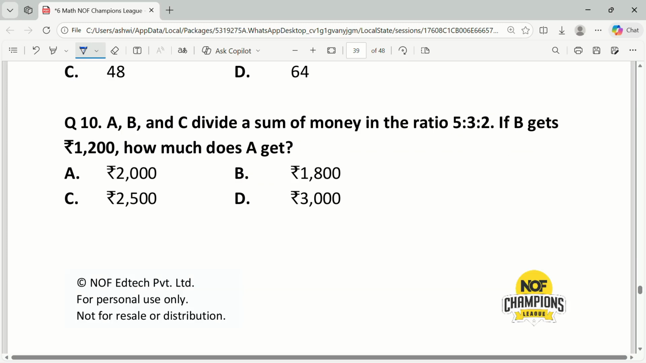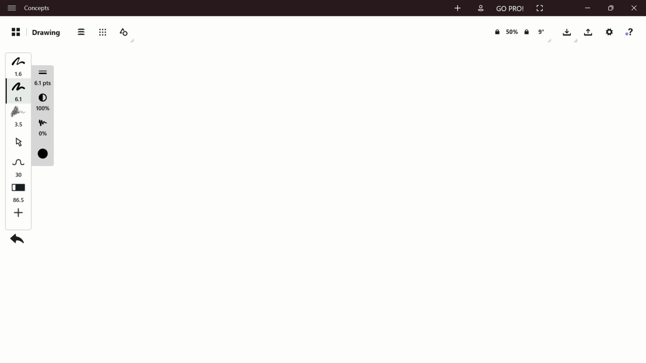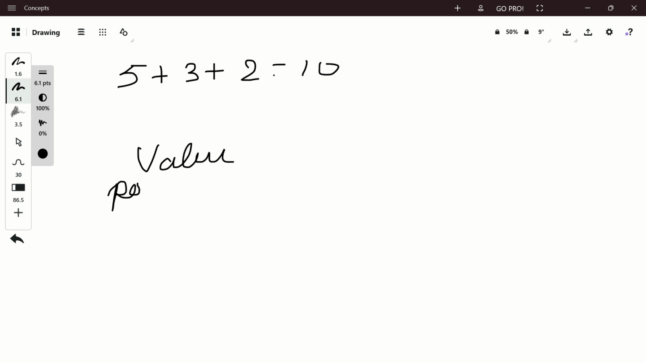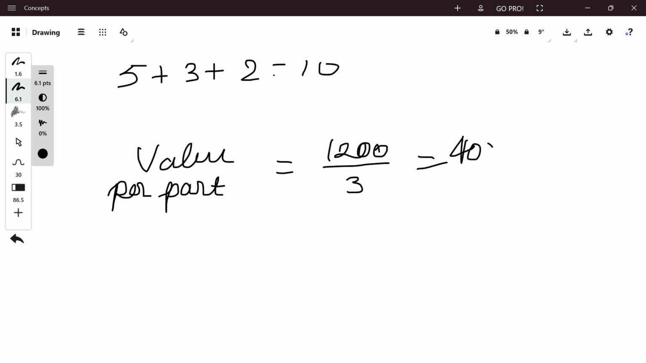A, B and C divide a sum of money in the ratio 5:3:2. If B gets 1,200, how much does A get? The total ratio parts are 5 plus 3 plus 2, which is equal to 10. If B receives 3 parts, which is equal to 1,200, the value of one part is equal to 1,200 upon 3, which is equal to 400 per part.